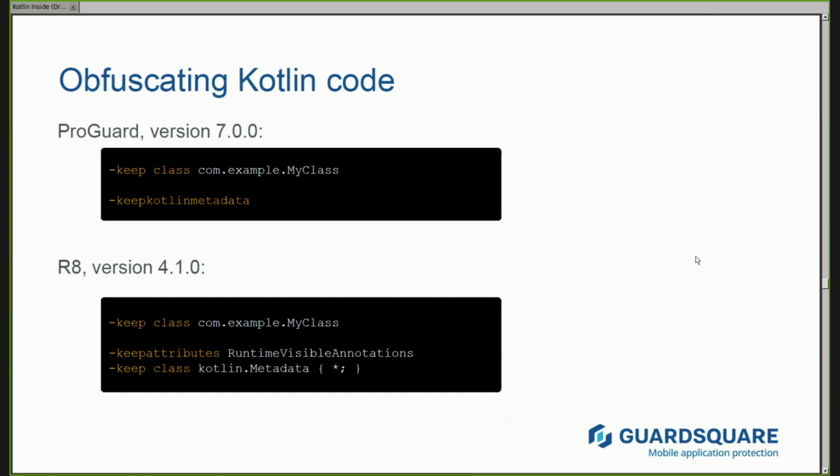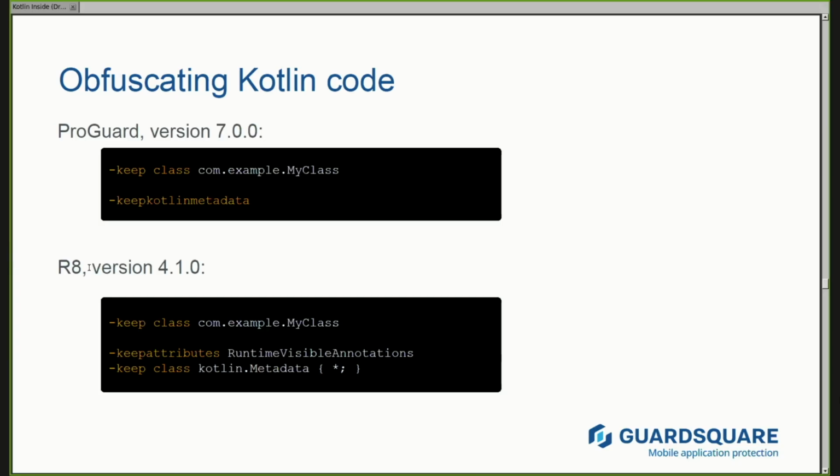That is not obvious, of course, as I've shown. The metadata are in a non-trivial format, and you have to make an effort to make sure that everything remains consistent. That's what we've done in ProGuard version 7.0, where you still have to specify that you want to keep a class with its original name. And there is a simple option to specify that you want to keep the Kotlin metadata, and then it will keep all relevant Kotlin metadata.